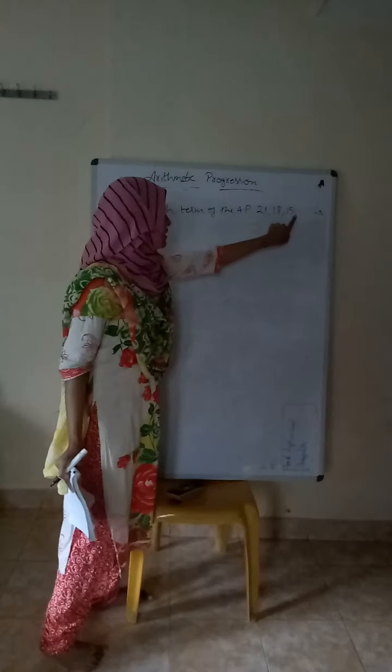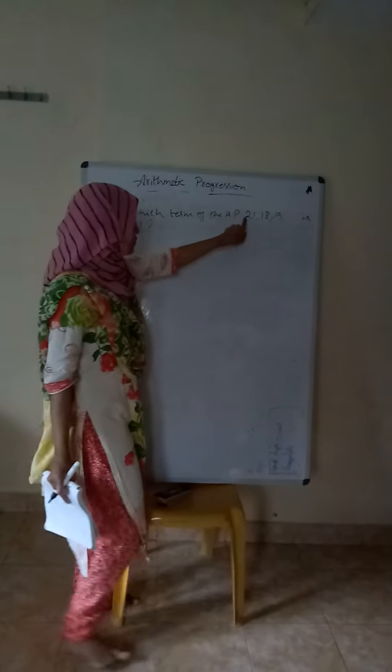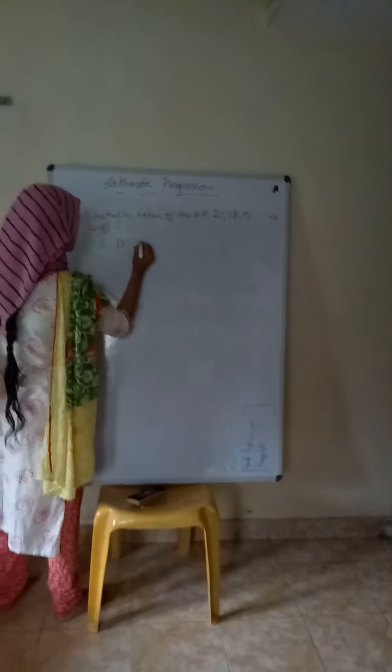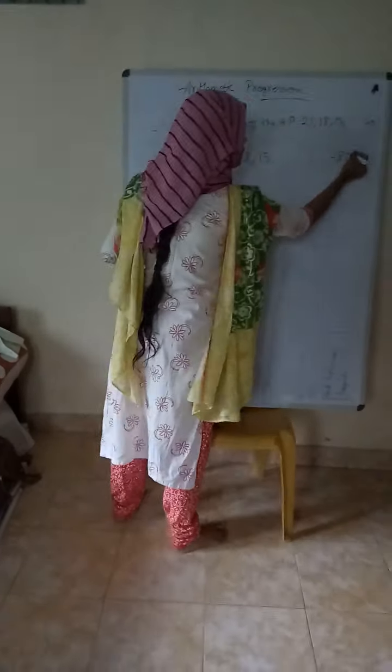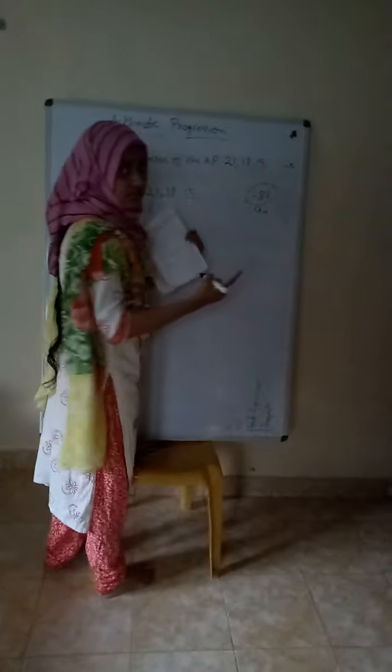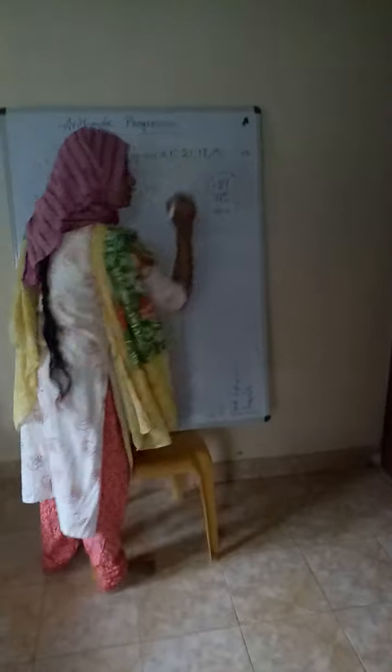So, yeah, what you have to do? Which term of the AP is minus 81? See, they have given this set of AP, write it. 21, 18, 15. In between no terms they have given, and at the last they have given one term, minus 81. So we know this is the first term, this is second term, third term. Which term is the last one? We don't know. They have given an, the last term, an is equal to minus 81. But what is n? We have to find n.